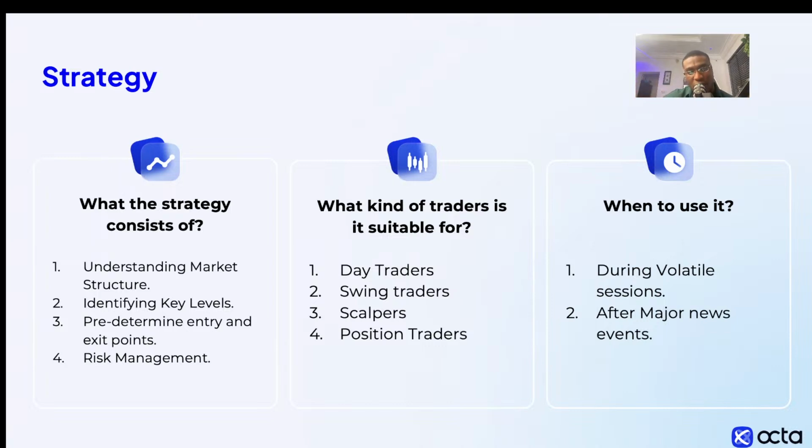And when you understand market structure, you want to identify key levels. You want to identify key levels using your trend lines. You can use the moving average or the Fibonacci, and that's also where support and resistance comes into play as well. And you also want to identify your entry and exit points, right? Where do you want to execute this trade and where do you want to exit this trade?